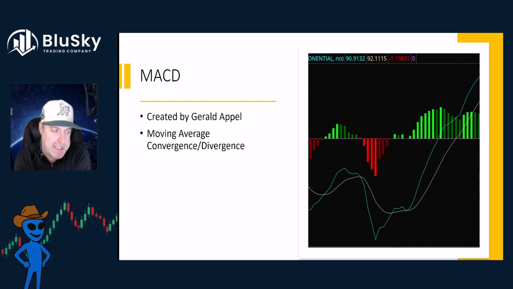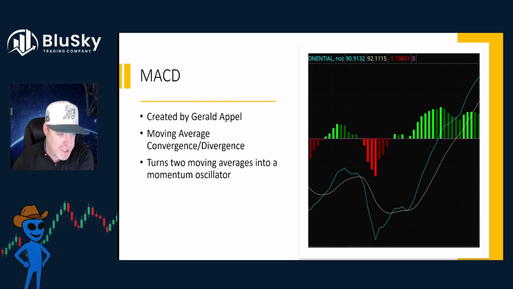MACD was created in the 1980s by a guy by the name of Gerald Appel. It stands for Moving Average Convergence Divergence, which means the indicator tells us, are we converging or are we diverging? And it's based on two distinct moving averages. Many algorithms use moving averages. We talked about moving averages last week, EMAs, SMAs, the role of short-term versus intermediate versus long-term moving averages. Moving averages are extremely important to the role of all markets.